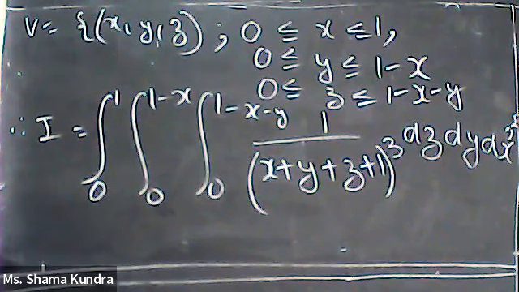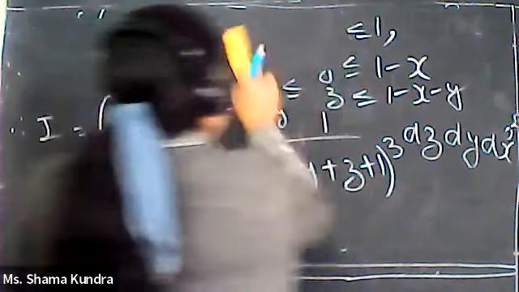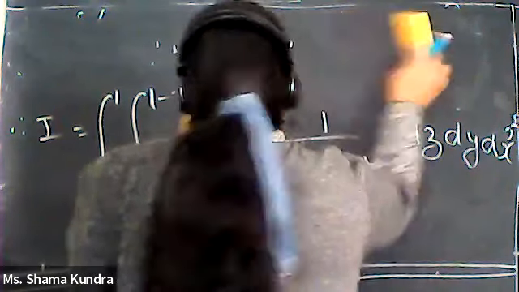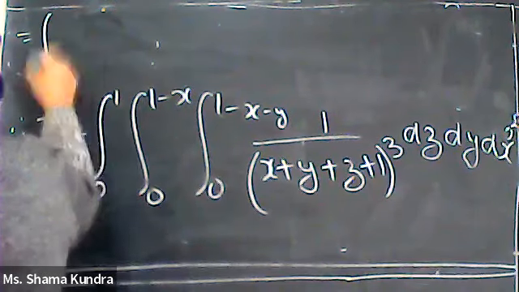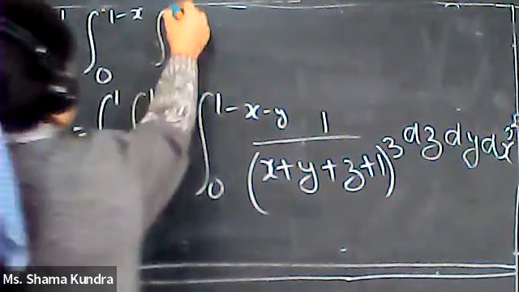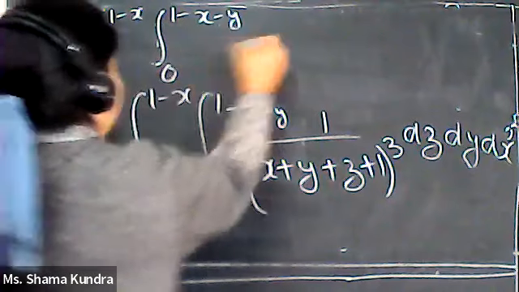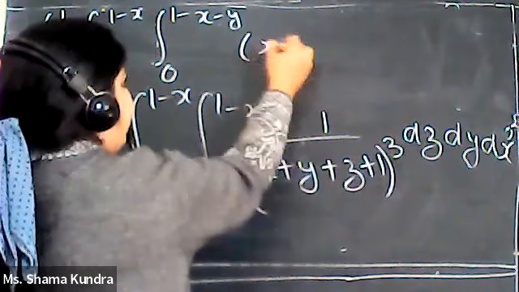Now, first of all, we know that integration is not possible in the denominator. We can't integrate it, so bring the function into the numerator. When you bring the function into the numerator, in the next step you will get the integral from 0 to 1, the integral from 0 to 1 minus x, the integral from 0 to 1 minus x minus y. Bring the function into the numerator, the power is minus 3 in the numerator.